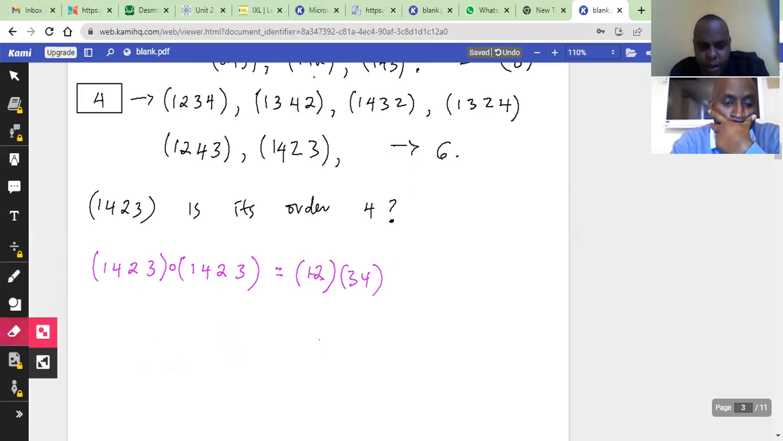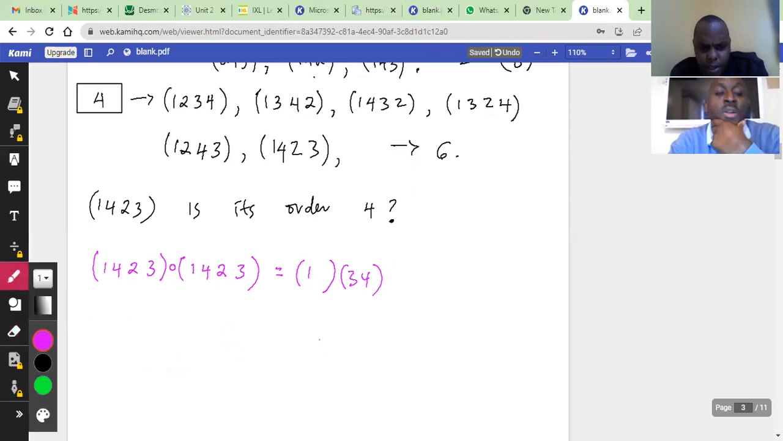Okay, so let's keep going. We are looking for the order of 1, 1, 4, 3, 2. So let's multiply again by 1, 4, 2, 3. So this is going to become 1 goes to 2, 2 goes to 3, so 1 goes to 3. 3 goes to 4, 4 goes to 2, so 3 goes to 2. 2 goes to 1, 1 goes to 4, so 2 goes to 4.